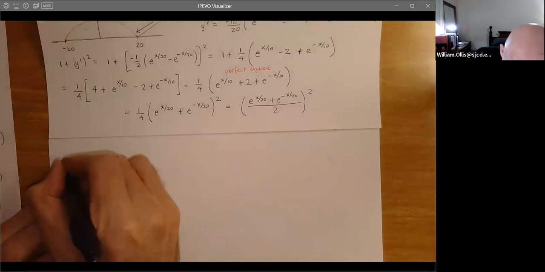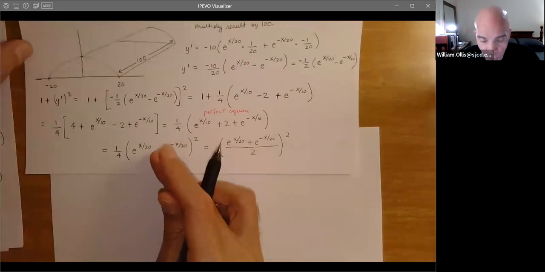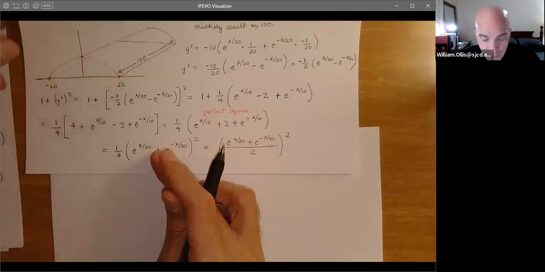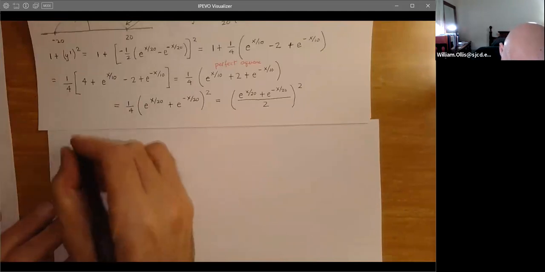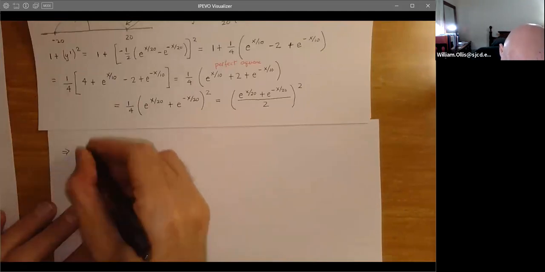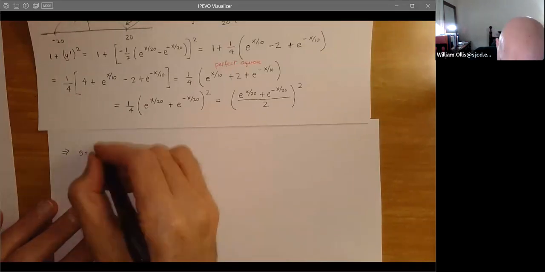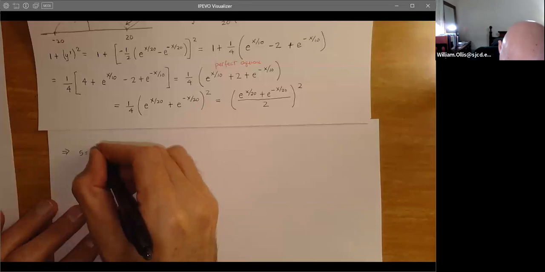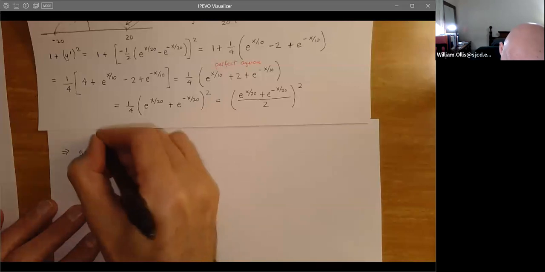So this implies, we're going to see basically, what's the length of that curve right there? The inverted catenary. So now S will be the integral. You're thinking we can use symmetry, but let's just go ahead and work it out. I've thrown enough at you as it is. Negative 20 to 20.